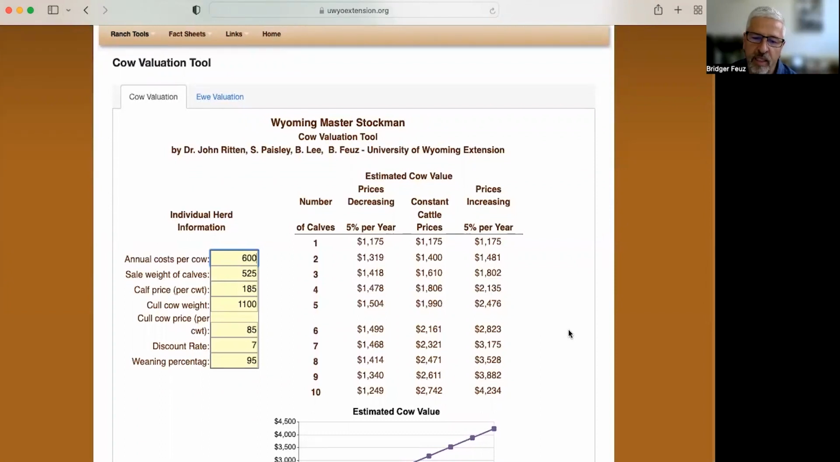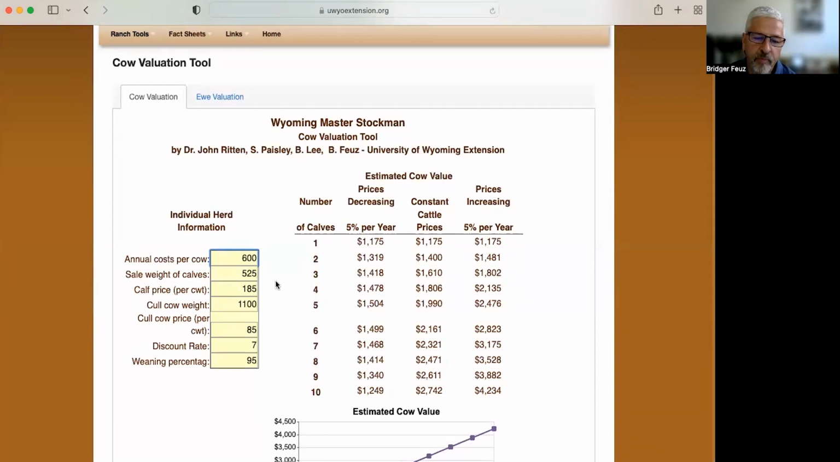This is a really common question that I get over the years. How much can I afford to pay for a bred heifer, young pairs, older cows? And this calculator really can answer any of those questions.